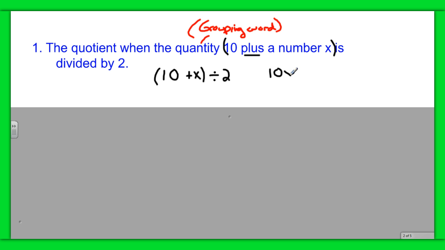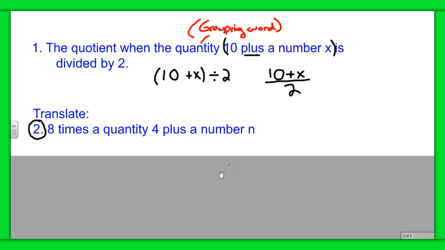So we would say, 10, the quantity 10 plus x, right? That whole quantity is grouped above the fraction bar, so I don't even have to show the parentheses. The fraction bar says that's a group, right? Is being divided by 2. And so this is the more commonly seen expression in algebra.